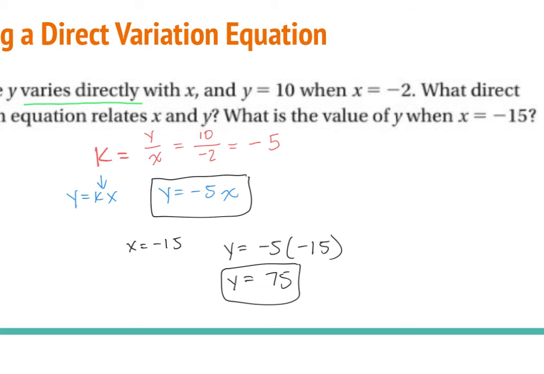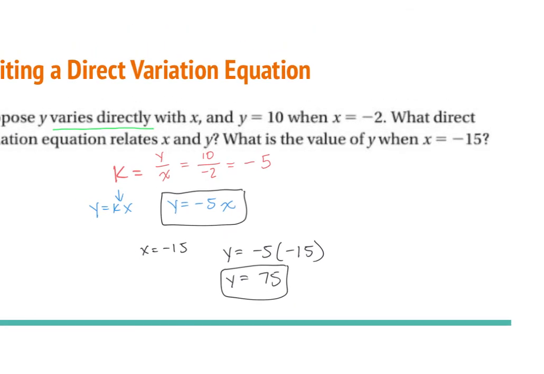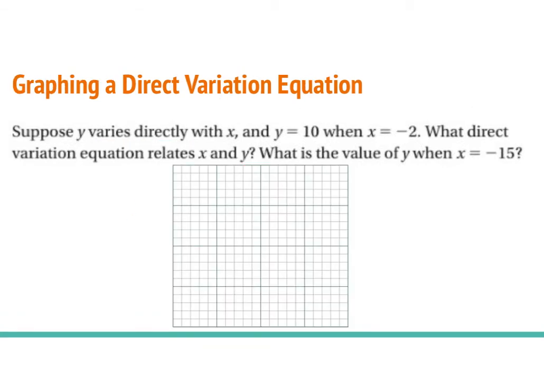Any questions on writing a direct variation equation? Whenever you see varies directly, you should automatically think of these two equations: y equals kx and k equals y over x. All right.